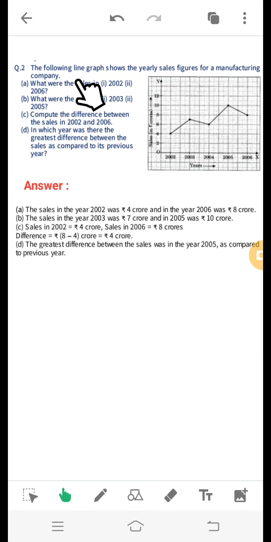Question 2. The following line graph shows the yearly sales figures for a manufacturing company. On the x-axis, year is shown. On the y-axis, sales in rupees is shown.